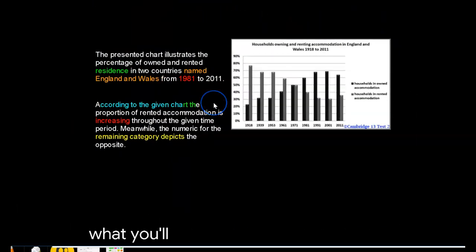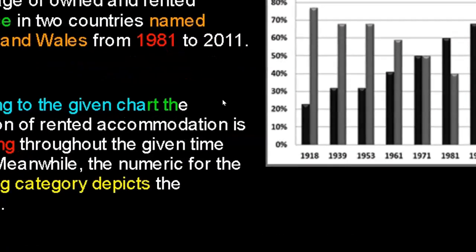Okay, and here's what you wrote. The presented chart illustrates the percentage of owned and rented residents. Well, residence is not used correctly here. In two countries named England and Wales. Yeah, we don't need to say named. And even two countries, you can just say in England and Wales. That'd be fine. From 1981 to 2011.